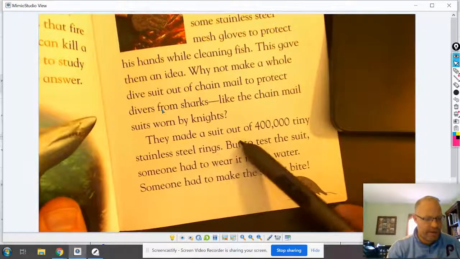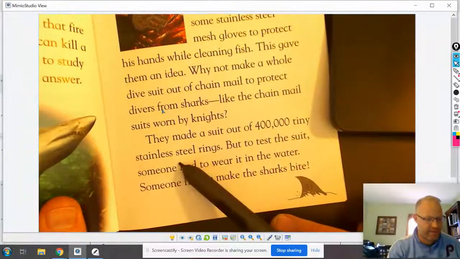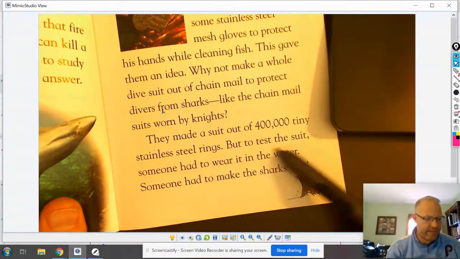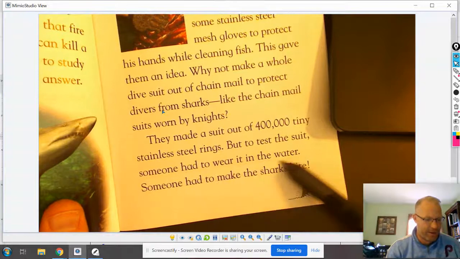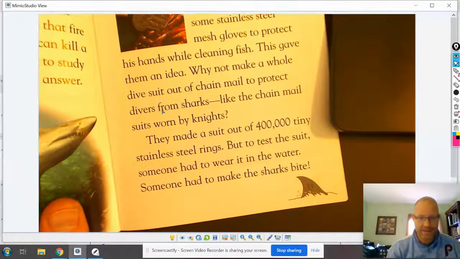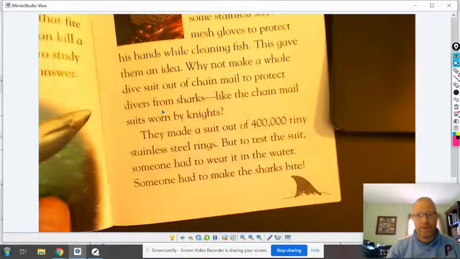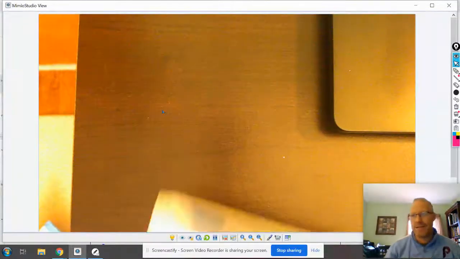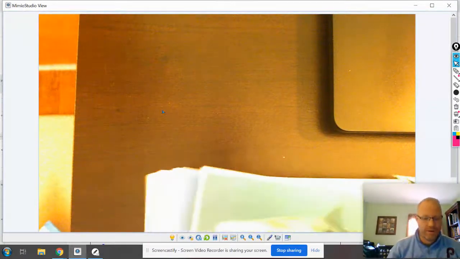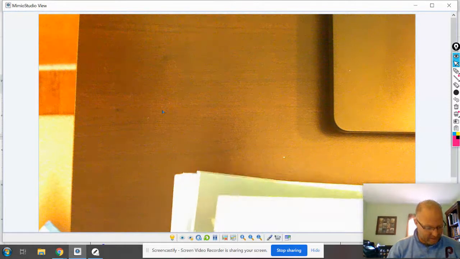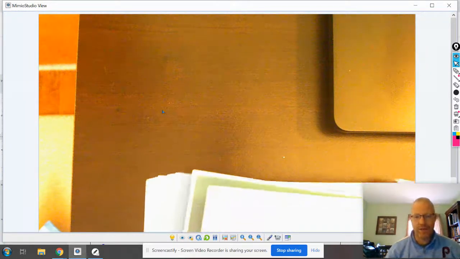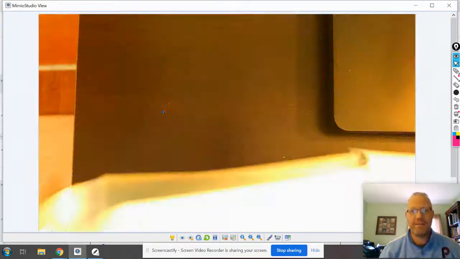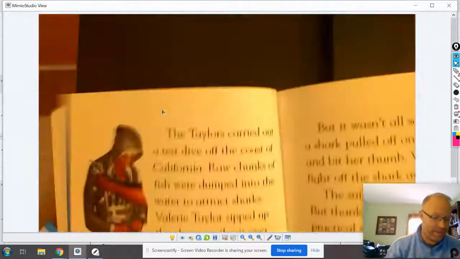They made a suit out of 400,000 tiny stainless steel rings. But to test the suit, someone had to wear it in the water. Someone had to make the shark bite. Can you imagine being the test subject of that? You have to go in the water and say, all right, I'm going to get myself bit today by a shark. That sounds insane. Don't call me for that one.